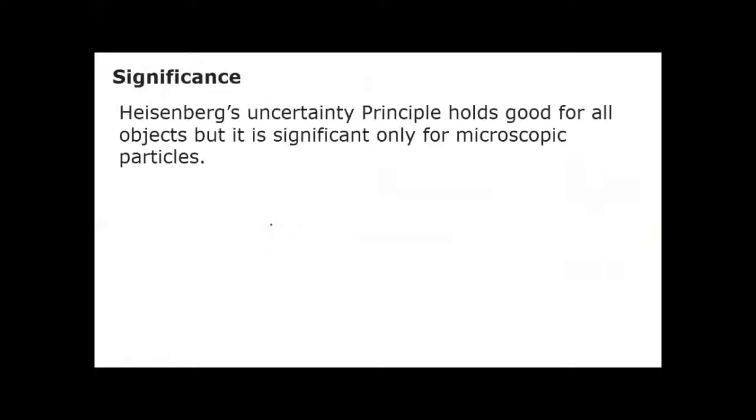What is the significance of Heisenberg uncertainty principle? Heisenberg uncertainty principle holds good for all objects, but it is significant only for microscopic particles. Now we will discuss a very important question. Why electron cannot exist in the nucleus? We answer this question.